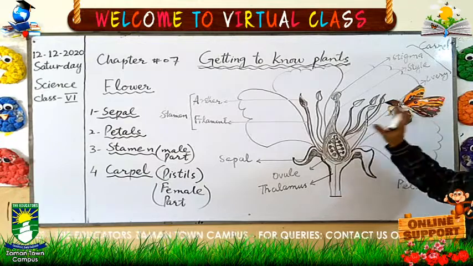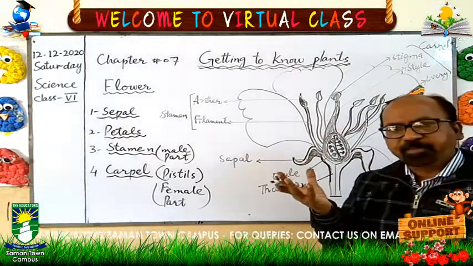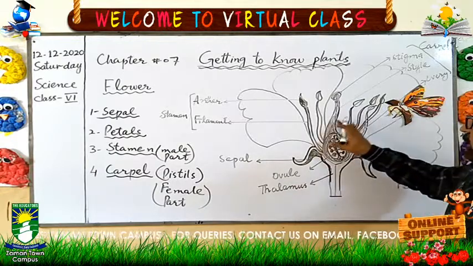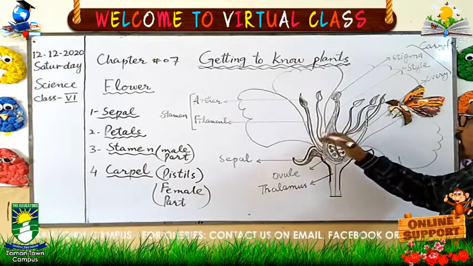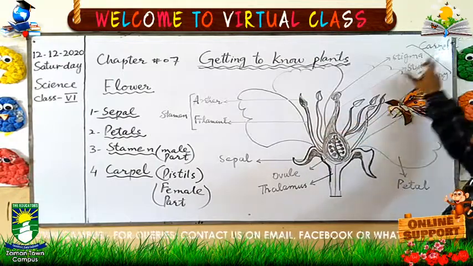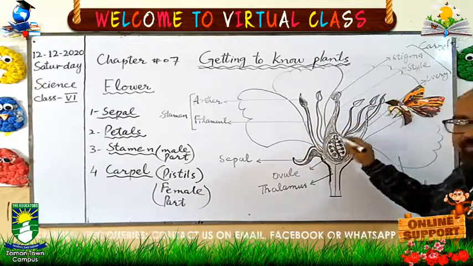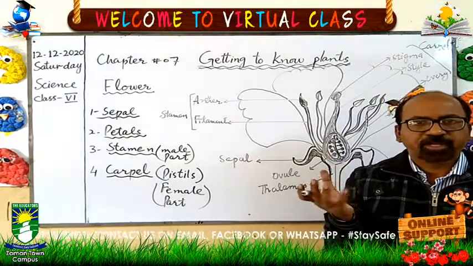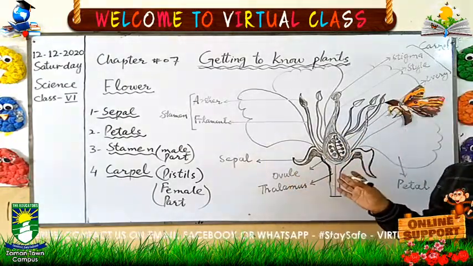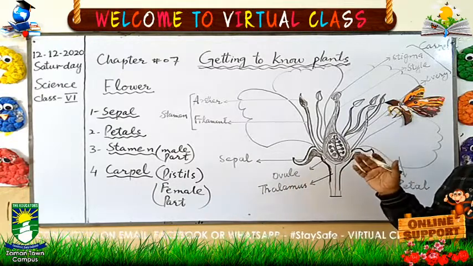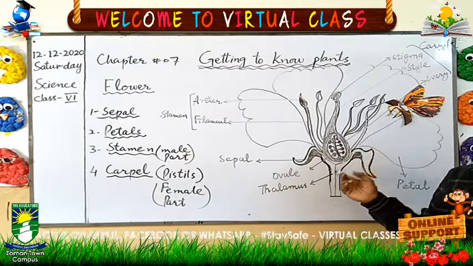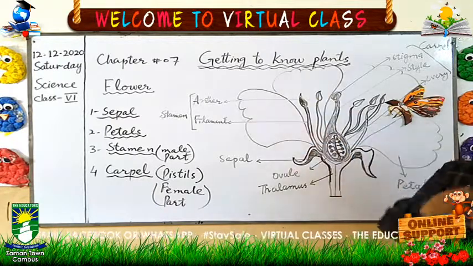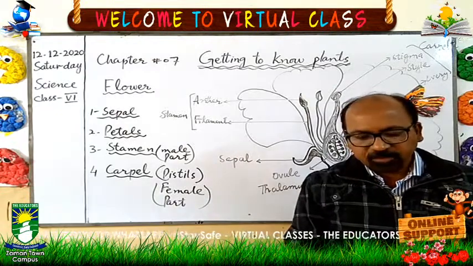After fertilization takes place and ovules are formed, the petals shed, and the upper part of the carpel also sheds. Only the ovary remains, and this ovary changes into fruit, and the ovules change into seeds. When we grow these seeds, they produce new plants. So this is the main function of the flower.